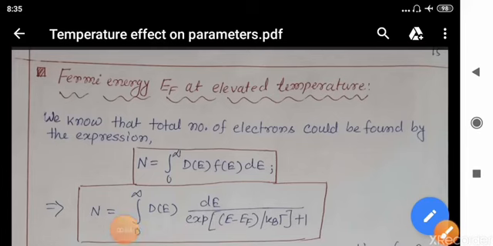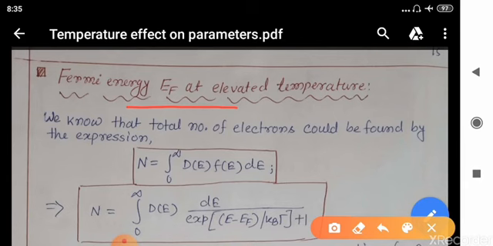Last class we discussed some parameters of the free electron theory at absolute zero temperature. Today we would like to find the effect of temperature on those parameters. So first we would like to discuss the Fermi energy EF at elevated temperature.